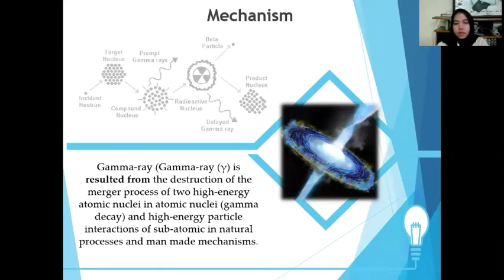Gamma rays result from the destruction of the merger processes of two high-energy atomic nuclei, in atomic nuclei or gamma decay, and high-energy particle interactions of subatomic particles in natural processes and man-made mechanisms.